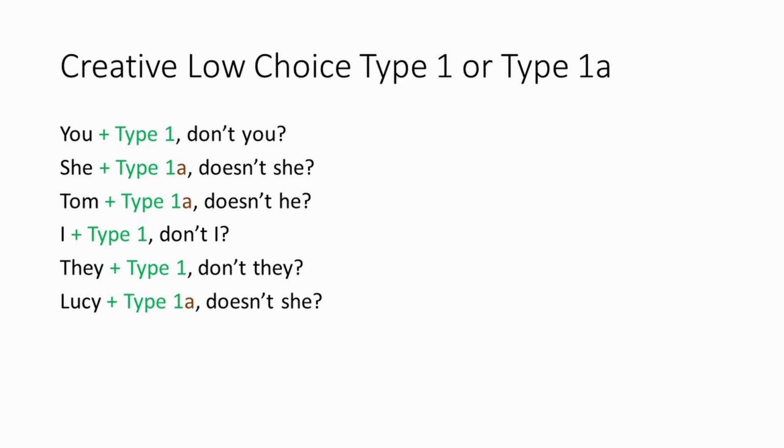And the second one is a type 1A, so she something, doesn't she? She cooks well, doesn't she? So cooks with the S sound on it. She reads a lot of books, doesn't she? She drives slowly, doesn't she? So the idea here is that you can be creative, creating your own tag questions, but your choice is quite limited because you're sticking to either type 1 or type 1A in this particular exercise.